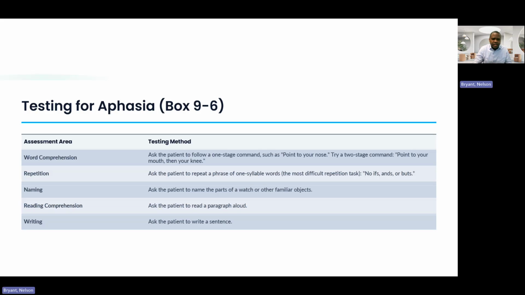For example, you can ask them to repeat words like no ifs and all buts, and this is usually part of the mini mental status exam. So you can evaluate naming by pointing to parts of the watch, which I believe you are also familiar with. This is just like a recall of information. So you can test their reading capabilities or comprehension by asking them to read aloud or have them write a sentence.